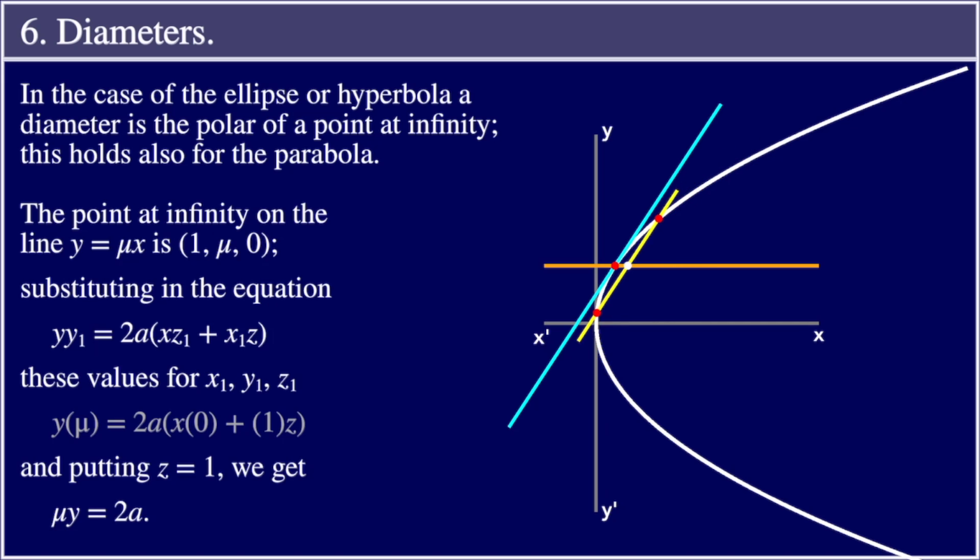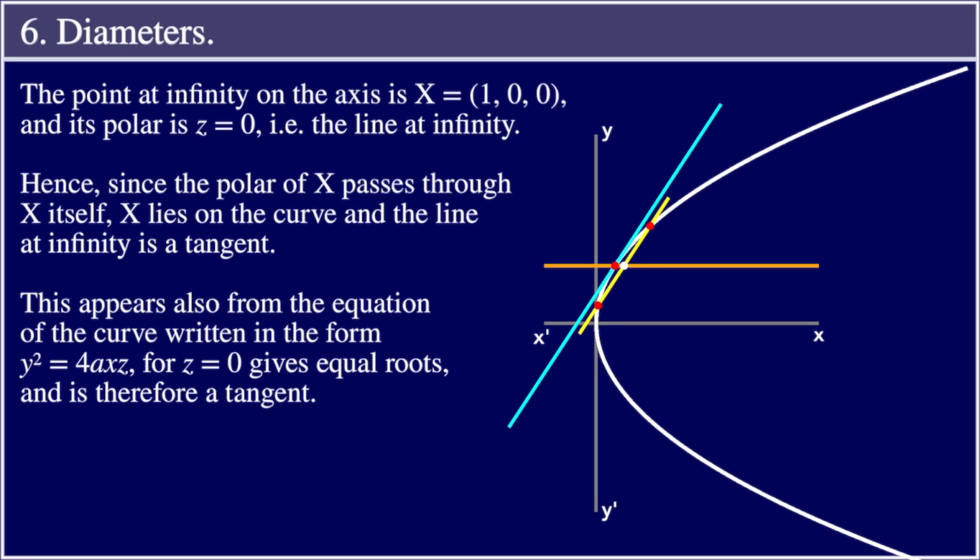The point at infinity on the line y = μx is (1, μ, 0). Substituting in the equation yy₁ = 2a(xz₁ + x₁z) these values for x₁, y₁, z₁, and putting z equal to 1, we get μy = 2a. The point at infinity on the axis is (1, 0, 0), and its polar is z = 0, i.e., the line at infinity.